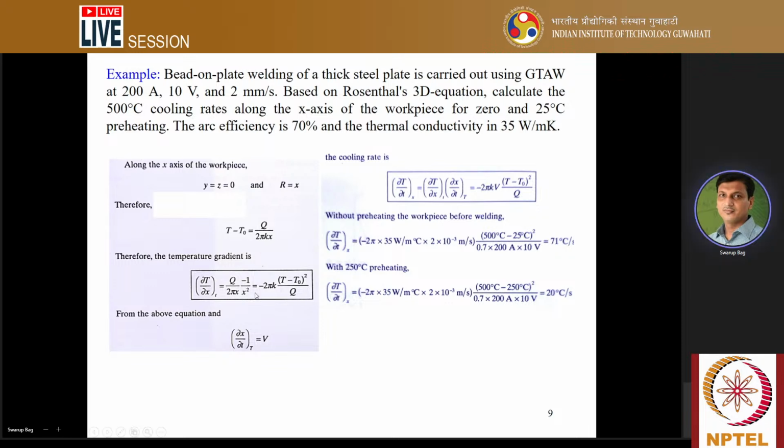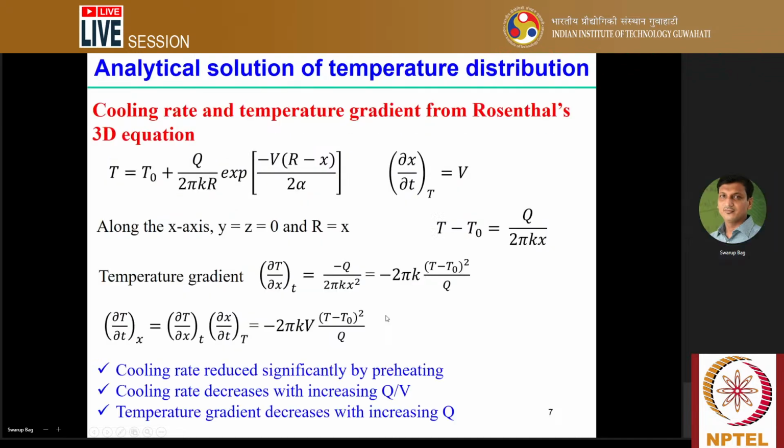So therefore the temperature gradient we can calculate, dT by dx. We have already calculated this: the temperature gradient is minus 2 pi k (T minus T0) squared by Q. So the same thing we have written here.